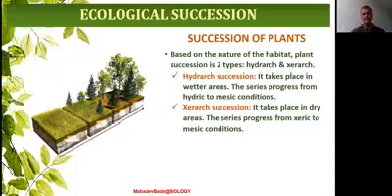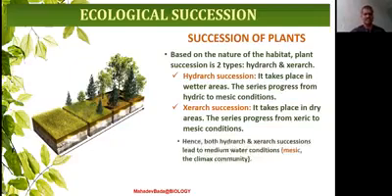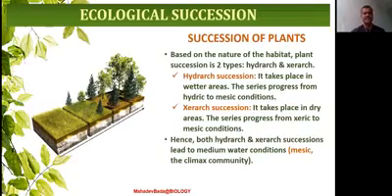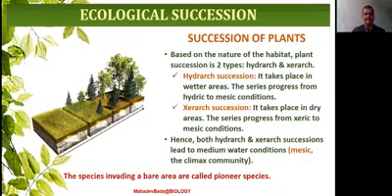Gerarch succession takes place in dry areas. The series progresses from xeric to mesic condition. Here, the series moves from a dry area to a little moist area. That condition is called gerarch succession. Hence, both hydrarch and gerarch successions lead to medium water condition, that is mesic, which will be the climax community. Remember, both hydrarch succession and gerarch succession lead to medium water condition, that is mesic, and that will be the climax community.